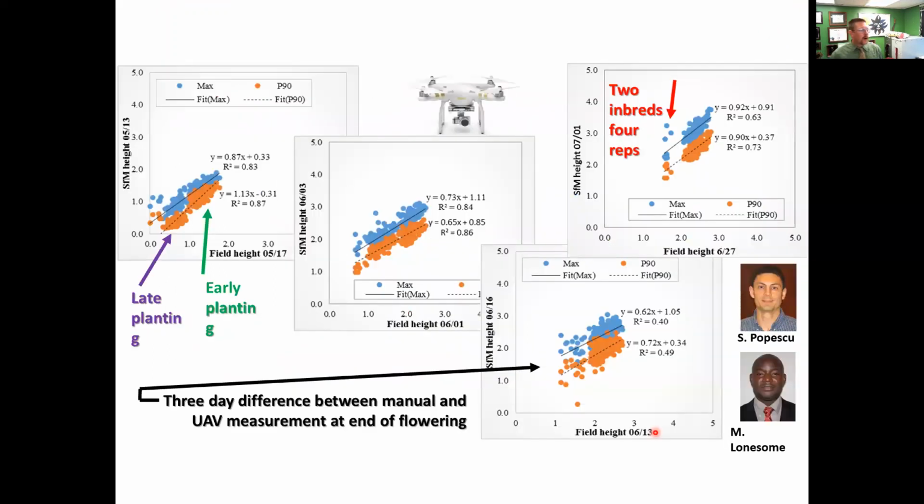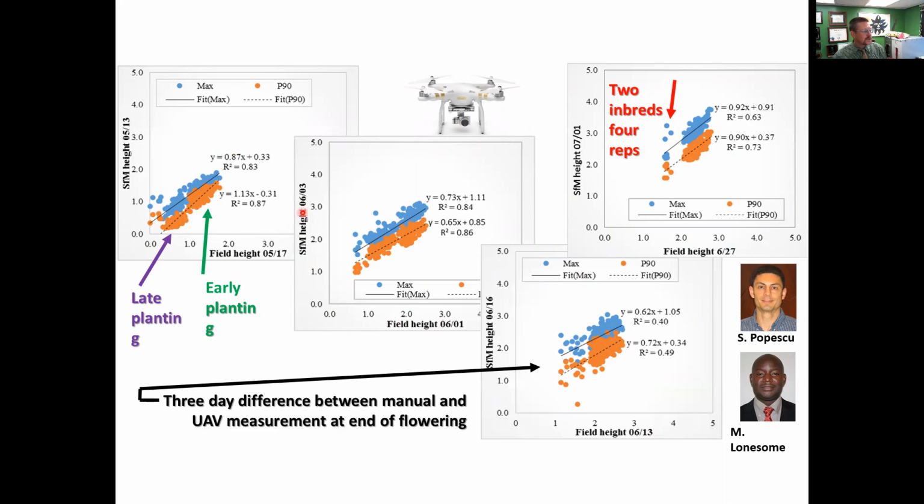Okay, so our outstanding colleagues, Soren Popescu and Malamba Lonesome, along with a lot of other people who I'll thank later, did this great job of comparing their structure from motion, which I'll show you a little example of, collected from UAVs, so that's on the y-axis, to our manually measured height. And so what we could see is that in different plantings, that correlation is a little bit different, but still we have very high correlations between what we measure with a ruler and what they measure with the UAV.